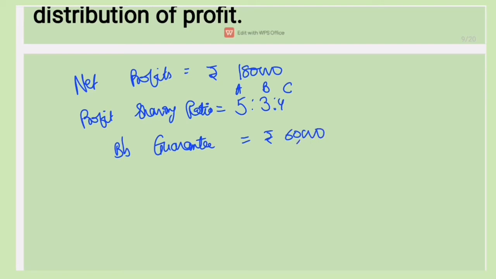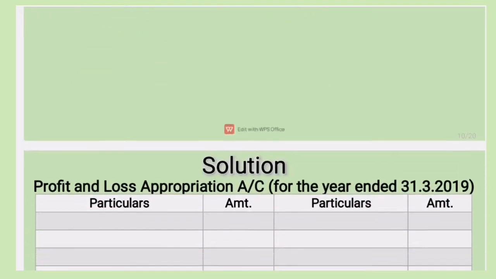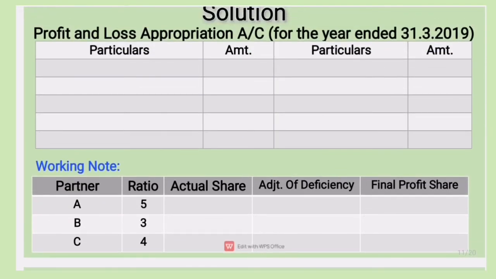Fine. So first of all, we will have to find out how these net profits will be distributed between A, B and C in the first instance. So let's see its working. I have prepared a working note for the same. We have taken three partners A, B, C. The profit sharing ratio is 5:3:4 and the total profits are 1,80,000. So first of all, we will distribute these 1,80,000 amongst A, B and C in the ratio of 5, 3, 4. So the actual share of profits accordingly 1,80,000 into 5 by 12. It will be 75,000 rupees.